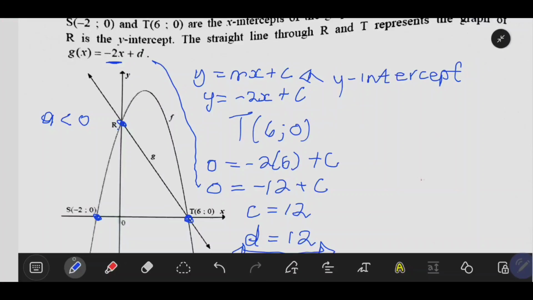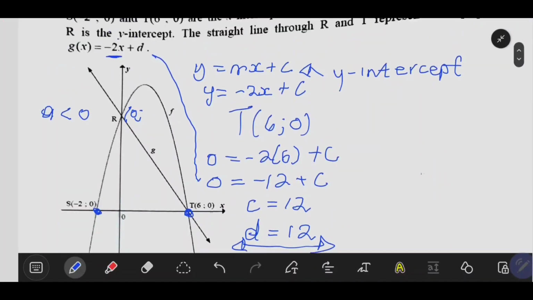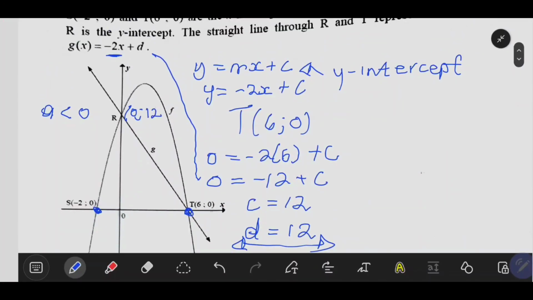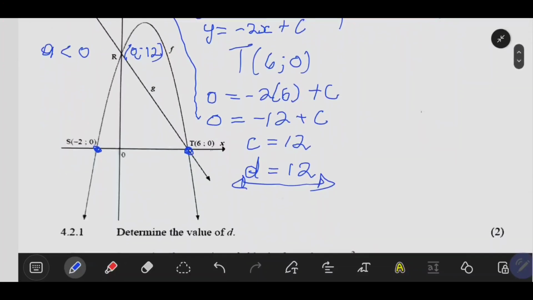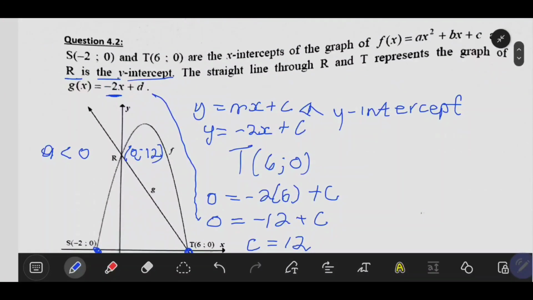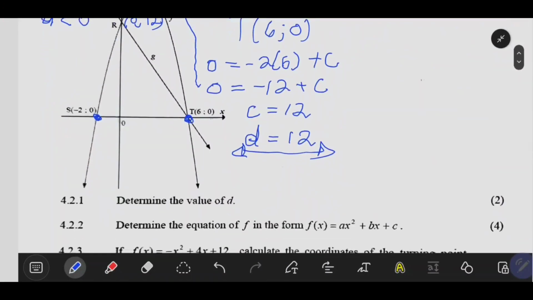And as you can see, our y-intercept here is point r. Then it means our point r is (0, 12). So we already have the coordinate of r, because they told us that r is the y-intercept, right? By just determining d, we already have the coordinate of r.